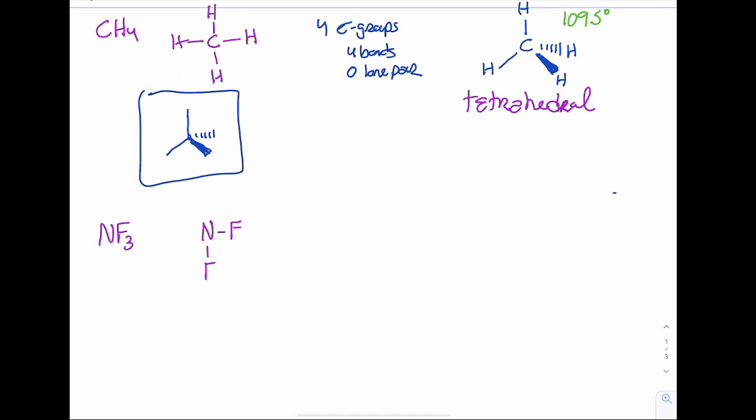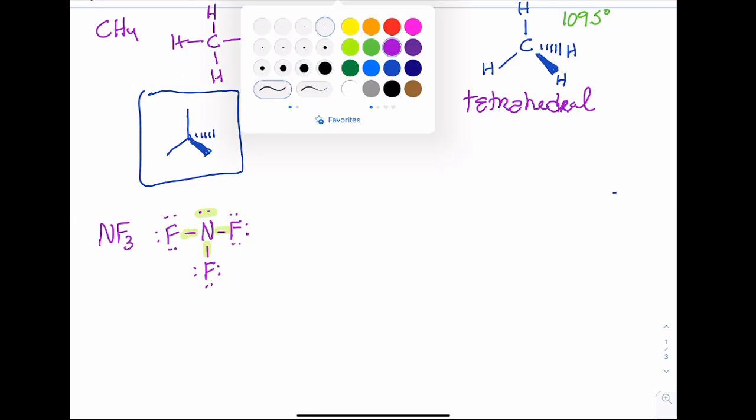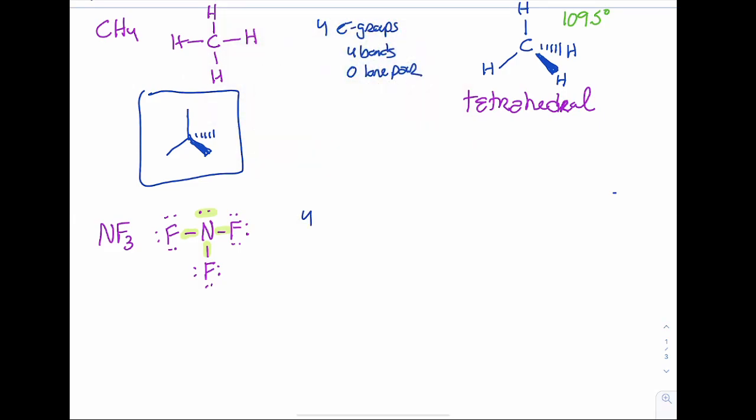You should have gotten nitrogen in the middle. All of those fluorines have a lone pair on them. And then I have a lone pair on nitrogen. So 4 electron groups, right? 1, 2, 3, 4. Again, we're just looking at the central atom. So 4 electron groups.